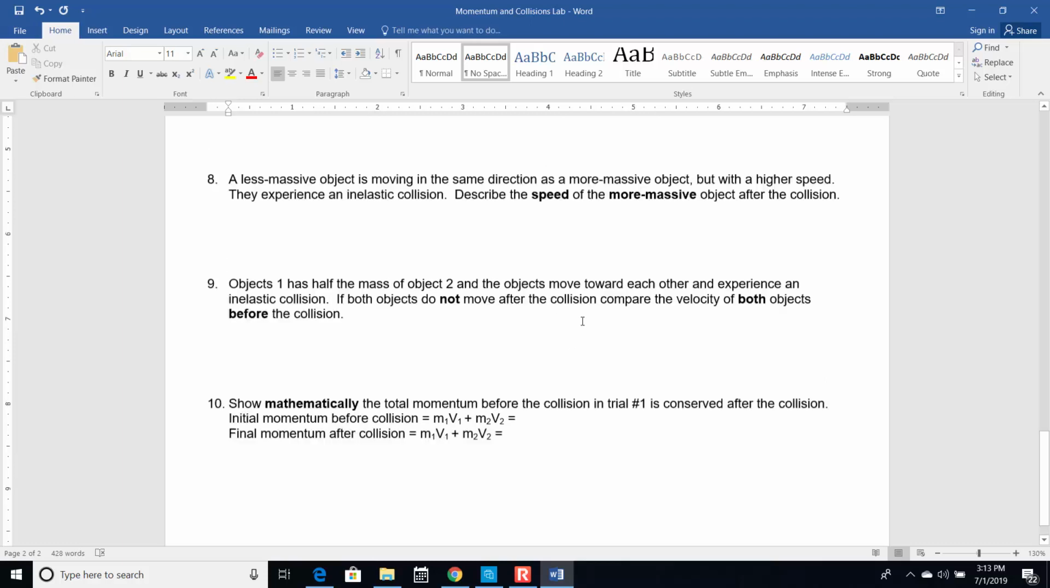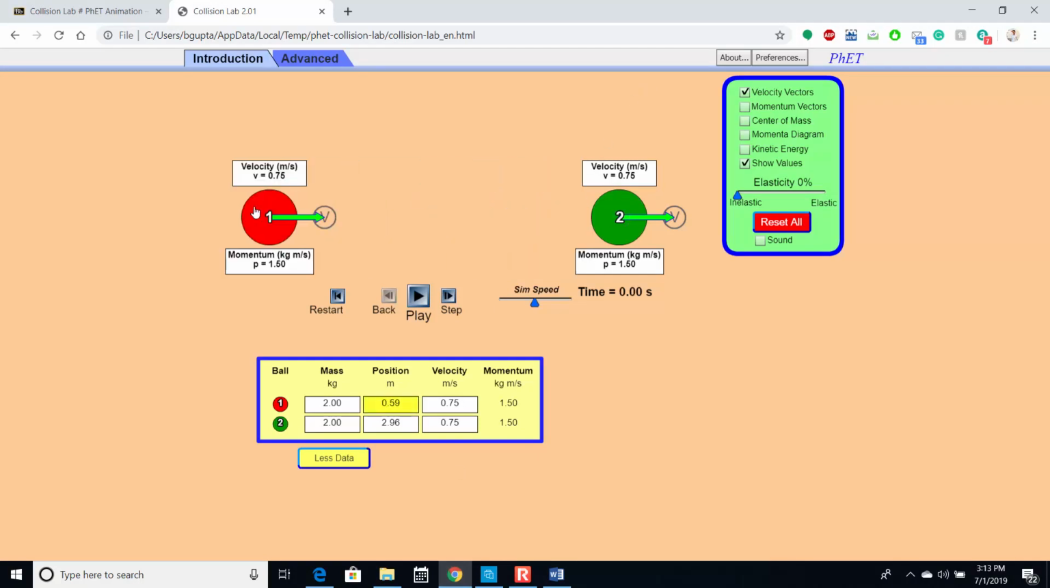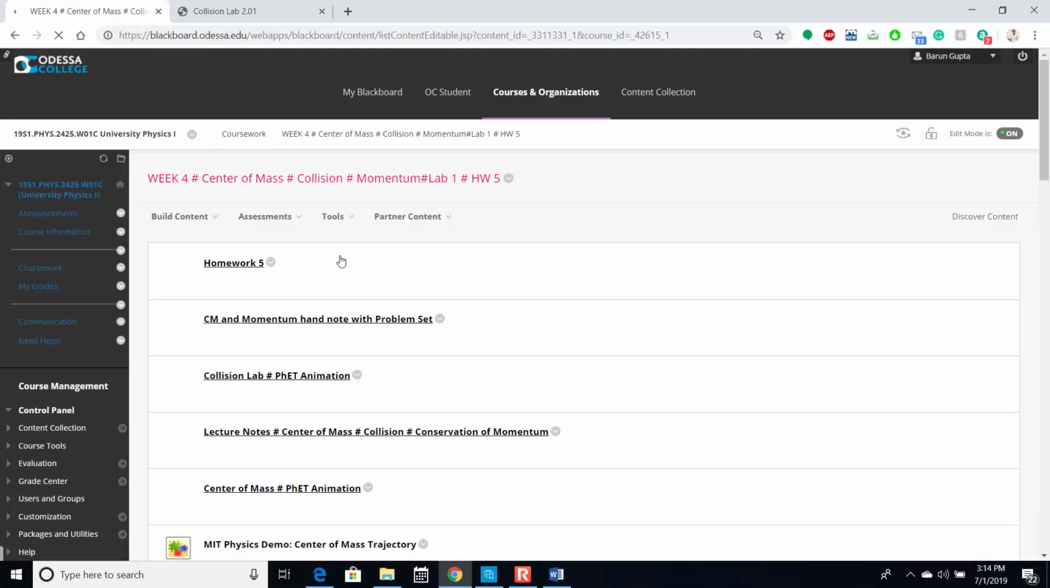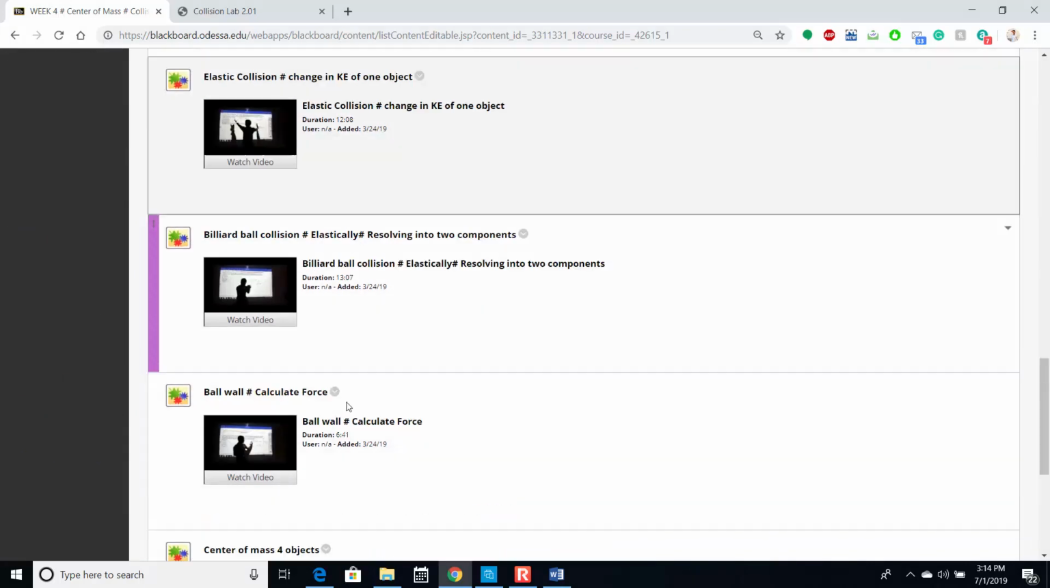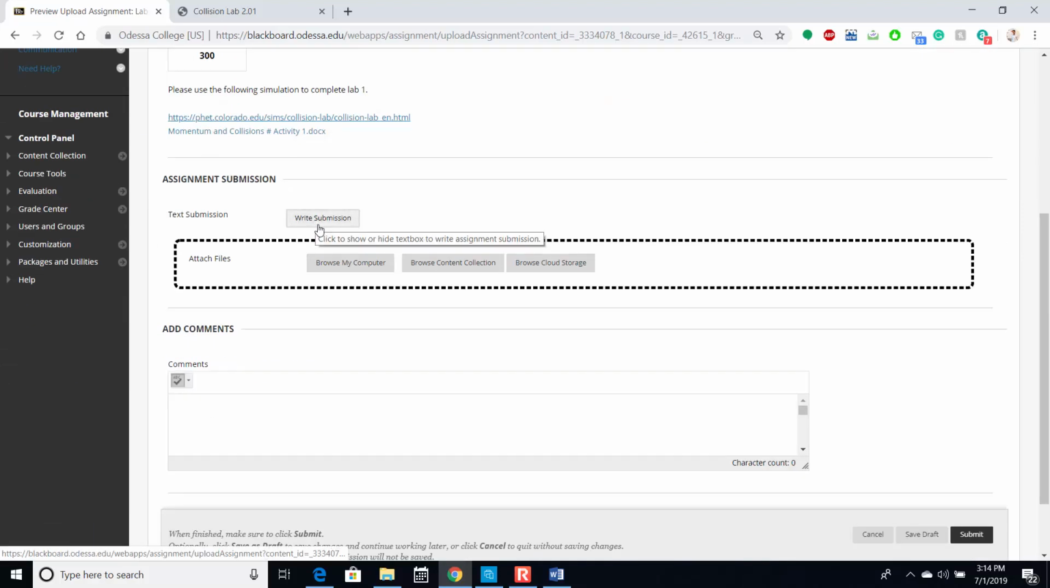All right. So this is a pretty simple experiment. In this simulation, you see how elastic collision and inelastic collision work, a perfect elastic collision and perfect inelastic collision, and the simulation gives you an idea of the direction and the magnitude of the momentum before and after the collision. Just fill in this table, and once you have completed it, save it, go to the blackboard, submit it right here, and attach the file, write your submission. Once you do that, that's it.